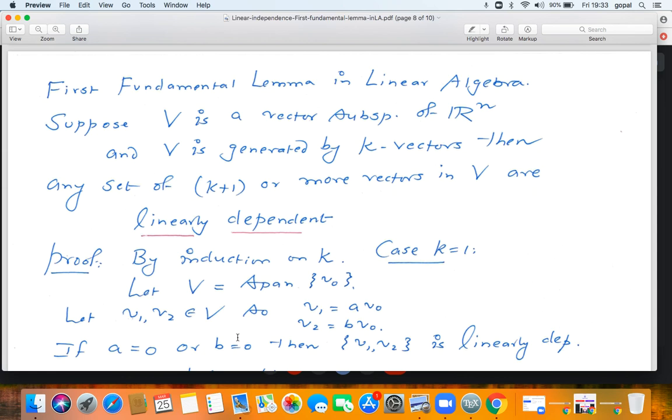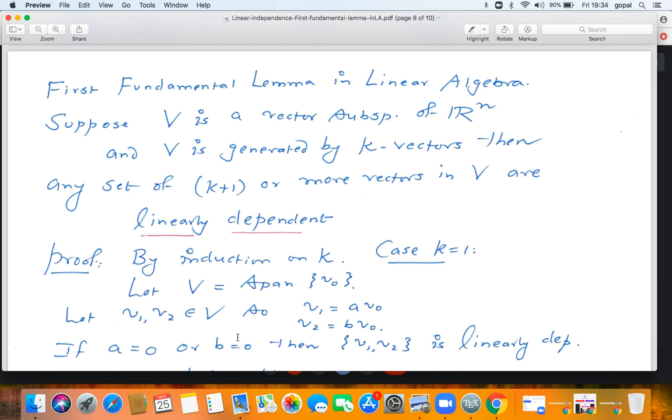Suppose V is a vector subspace of Rn, and suppose you know that V is generated by k vectors. That is, you know that there are k vectors v1, v2, ..., vk sitting inside V, such that the linear span of v1, v2, ..., vk is V. In other words, if you take all possible linear combinations a1 v1 plus a2 v2 plus ... plus ak vk, where a1, a2, ..., ak vary over all possible real numbers, you get the whole of V. So V is a vector subspace of Rn generated by k vectors.